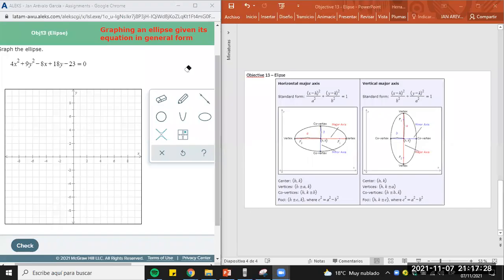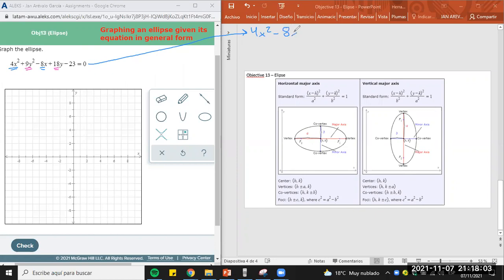Hey guys, welcome back. This is graphing an ellipse given its equation in general form. We're going to do something similar to what we have been doing with parabolas and circles. Now we're going to complete squares. So let's put together the x's and let's put together the y's. Okay, I don't want to take a lot of time on this, but okay, let me put it like this.